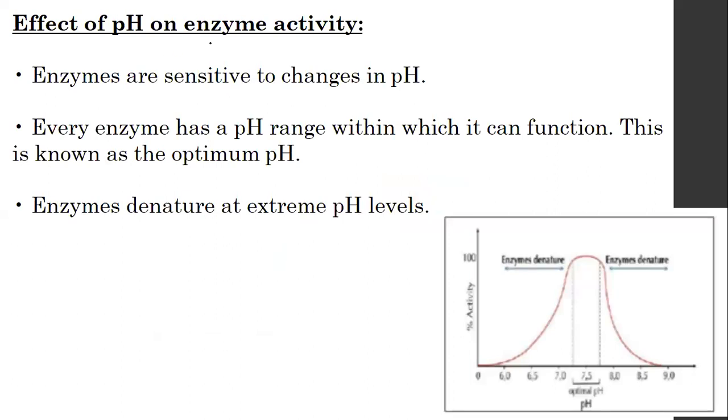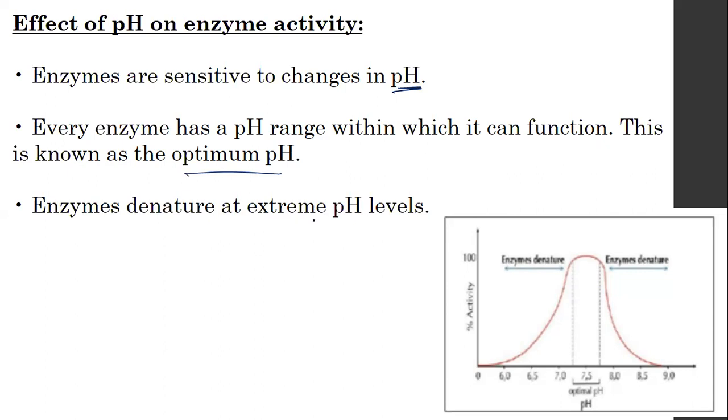Now we're going to talk about the effect of pH on enzymes. It's not only temperature that affects enzymes, the pH also affects the activity of enzymes. There are enzymes that can work under a low pH level. When you talk about a low pH level, we're talking about the acidic level. But when you talk about a high pH level, we are talking about the basic level, right? Enzymes are also sensitive to changes in pH. An enzyme has a pH range within which it can function. This is known as the optimum pH.